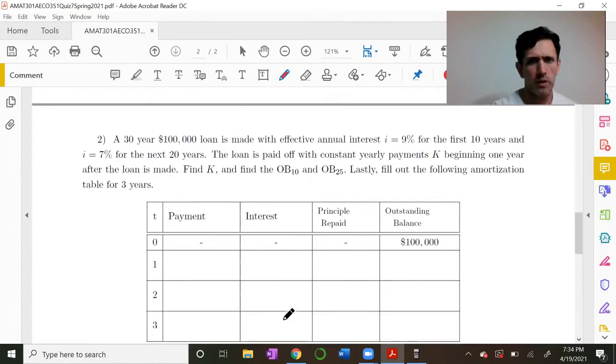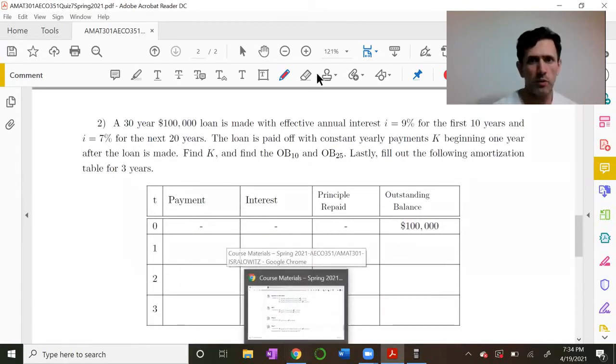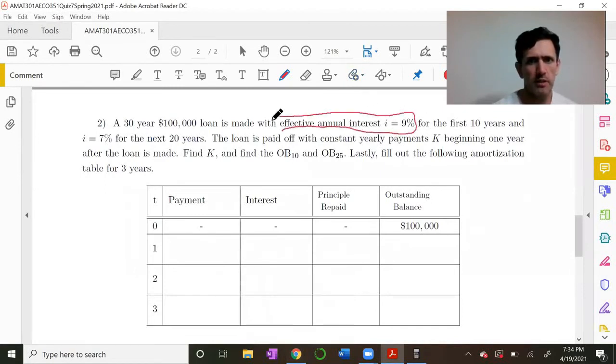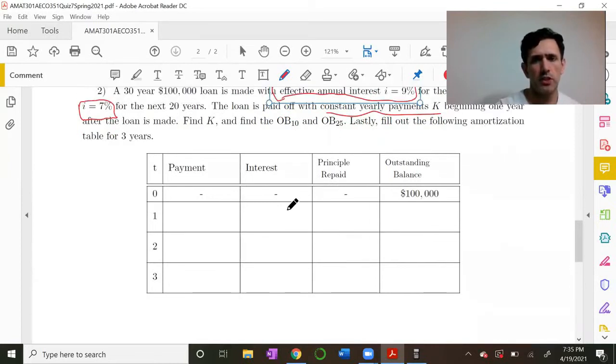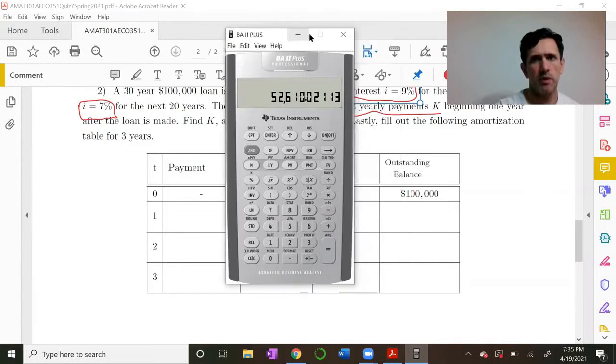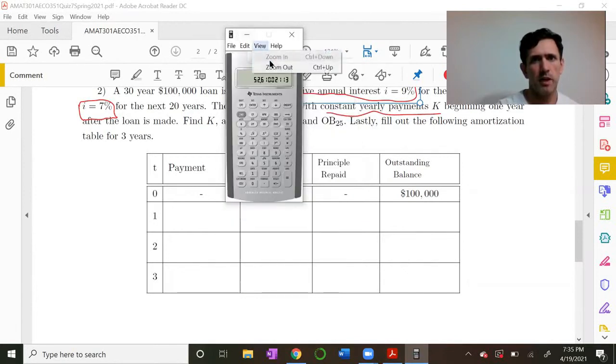Okay, so for the next one, you have a 30-year loan. Effective annual interest, not nominal interest, is 9% for the first 10 years and 7% for the next 20 years. We have constant yearly payments of K. Some people did monthly payments, but it's yearly payments, not monthly. They're at the end of each year, beginning 1 year after the loan is made. Find K, OB10, and OB25, and fill in this amortization table, which is going to be a pain if this doesn't let me keep this up, but anyway.